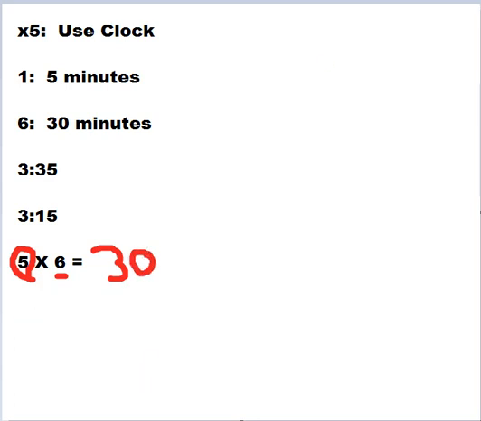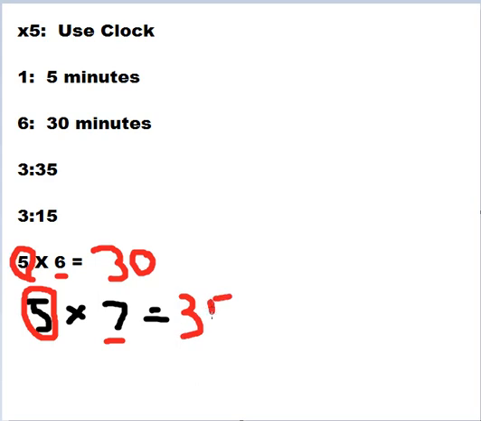Let's do another one. What if I have 5 times 7? Well, I'm going to circle the 5 because that's the trick I'm doing, and I'm going to underline the 7. So if the big hand is on the 7, how many minutes past the hour is it? When the big hand is on the 7, it's 35 minutes past the hour. Note, it's just 5 minutes more than when the big hand is on the 6.